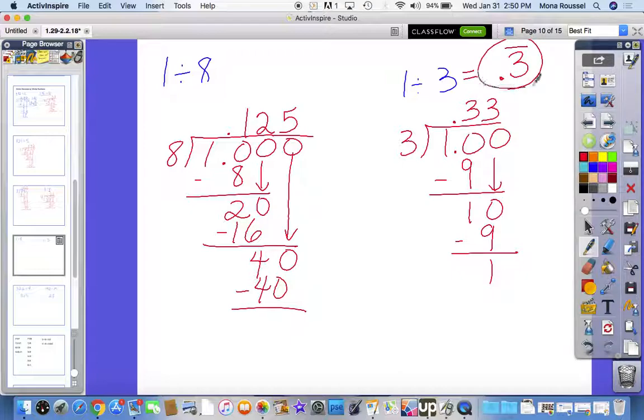So this is how we would show our answer. You can put a 0 in front if you want to mark that space with a 0, but that's optional. But the bar goes over the 3 to show that it repeats.